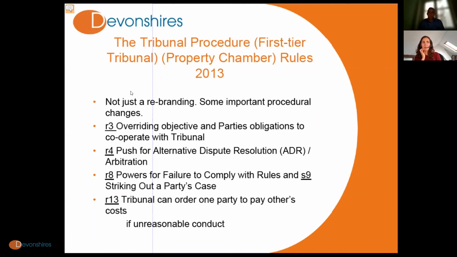Rule 8, now this adds a bit more teeth. It's the powers for failure to comply with rules, and Rule 9 is striking out a party's case. I talk about things that you might get a strikeout for in, I think, the next slide. But for example, if a party doesn't comply with directions, or one of the parties is vexatious, you can apply to have the case struck out or for some other sanction for non-compliance. And Rule 13, the tribunal can order one party to pay the other party's costs. So unlike with county court claims, there isn't a general rule that the losing party pays the winning party's costs. The general rule is that each party pays their own costs.